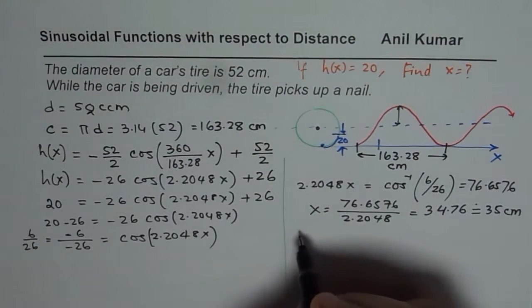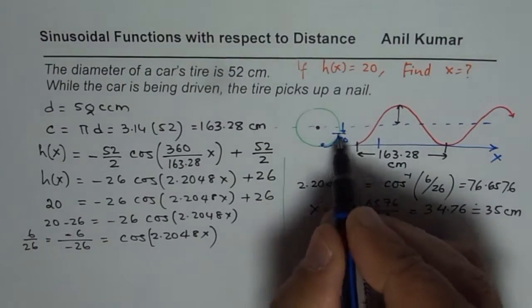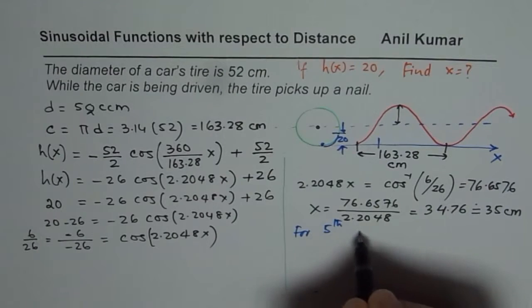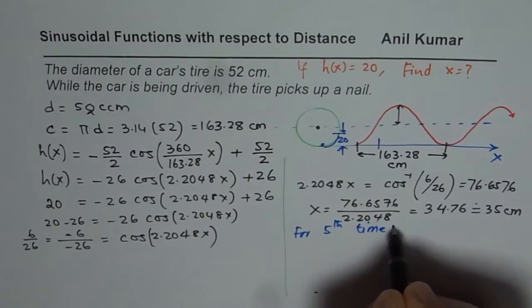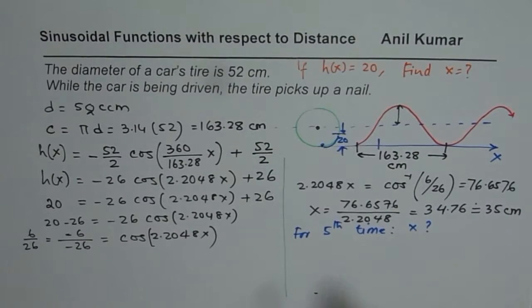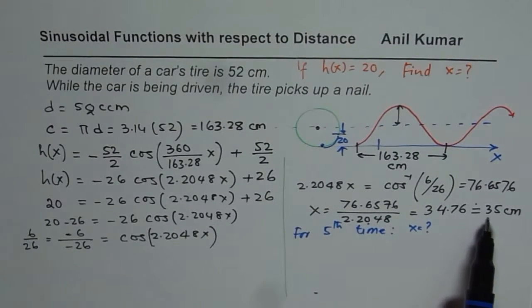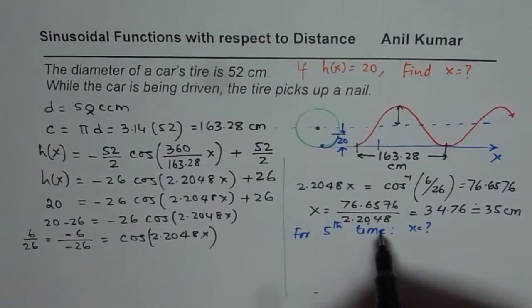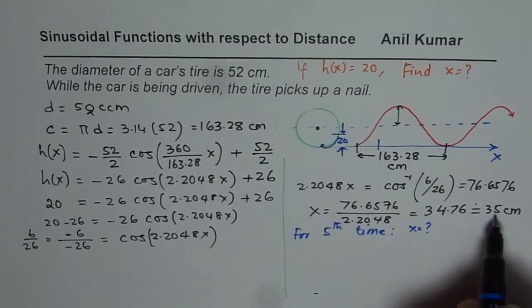Now the question for you is, when the nail goes 20 up for the fifth time, in that case, what is x? So what is x equal to? Now you know, for the first time it is 35, so that is the first time. The fifth time it will be 4 circles plus this, right?